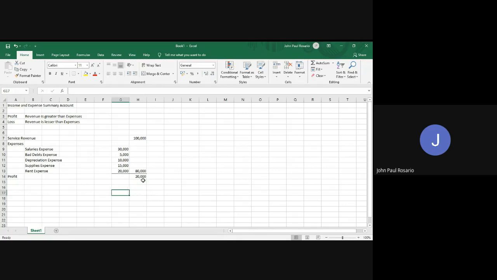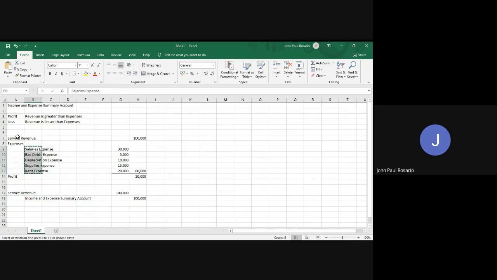What we do is close revenue and expenses to the income and expense summary account. When you say close, it means you zero out the balances, right? So if we close service revenue, which is a credit, to make it zero we debit it, and credit the income and expense summary account, worth 100,000. And for our expenses, the balance is debit, so to make it zero, we credit all of them.